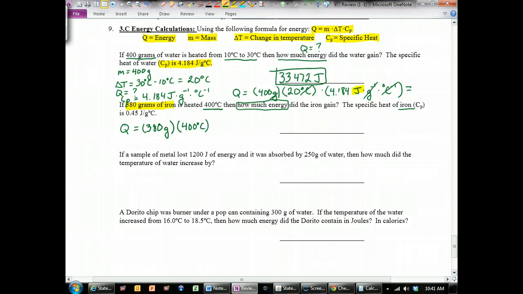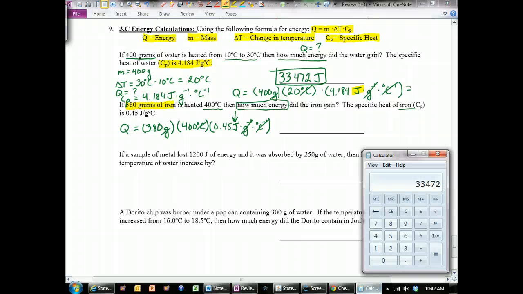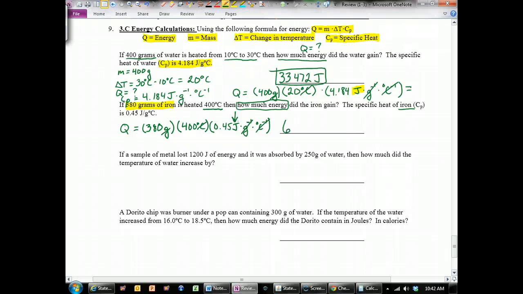And then we have the specific heat of iron this time, which is only 0.45 joules to raise 1 gram of it 1 degree Celsius. Again, the degrees Celsius cancels and grams cancel, and so we're left with the units of joules. Plugging it into the calculator, we get 380 times 400 times 0.45, and we get 68,400 joules.